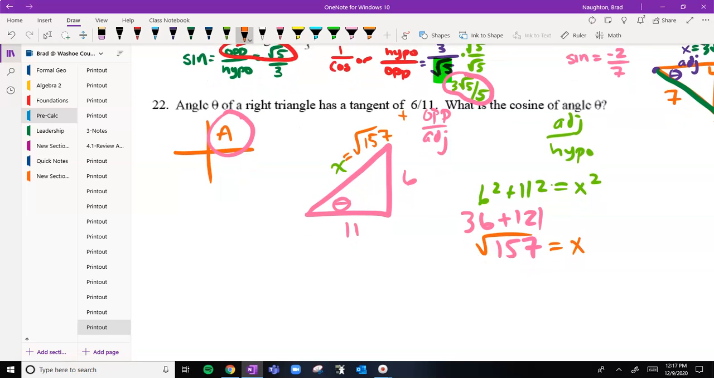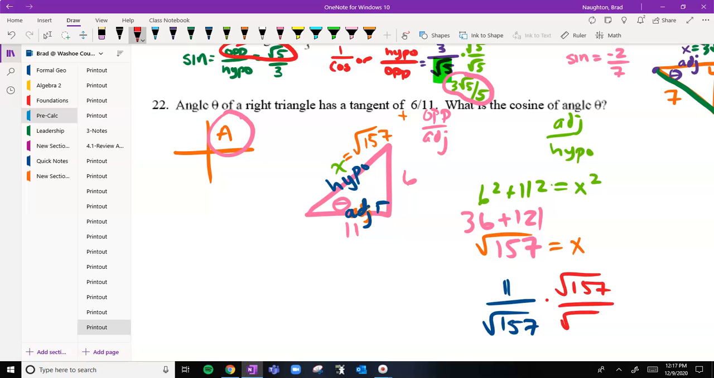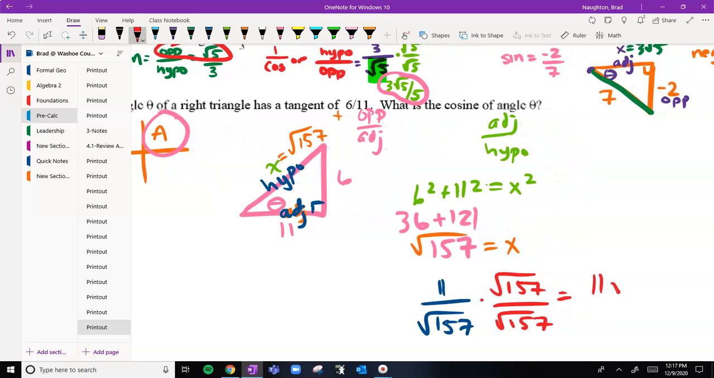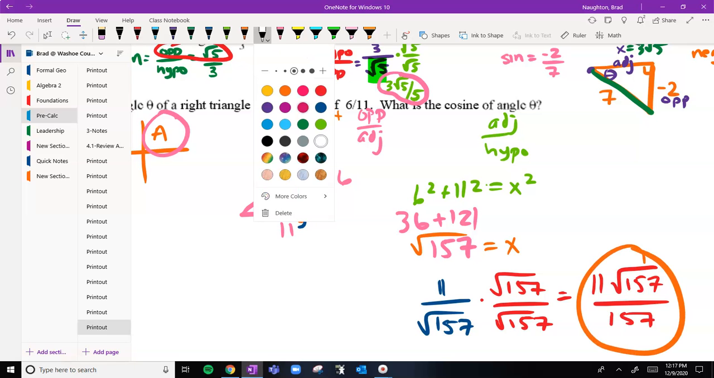Alrighty, so adjacent, that would be this side right here. We'll do that in a different color so that we can see a little bit better. Hypo is going to be our longest side here, opposite your 90-degree box. So this is going to be 11 over the square root of 157. And hopefully you've noticed a trend where you can't have a square root in your denominator. So that's going to give us 11 root 157 over 157. And that is going to be our answer for this bad boy right here. Let's bring back the rainbow pen. That's fun.